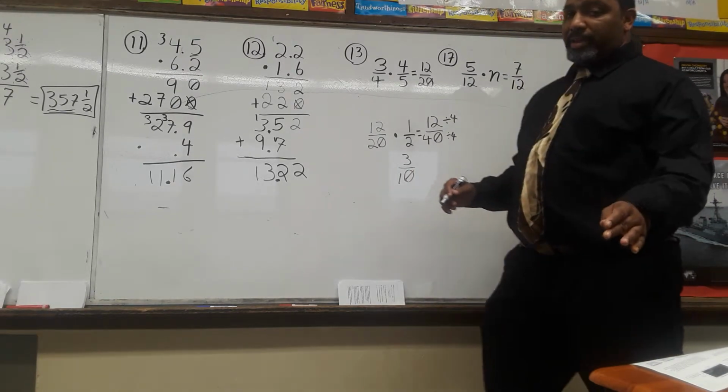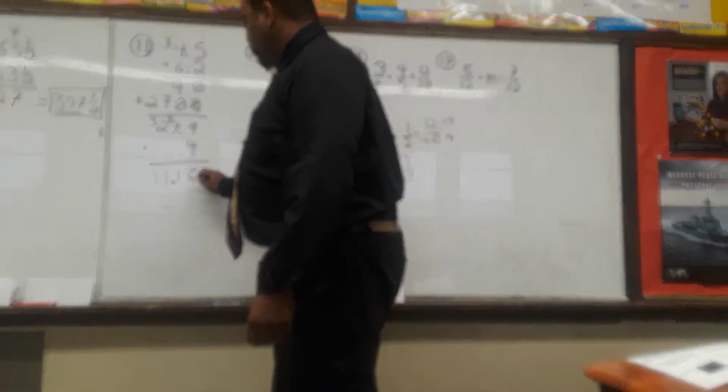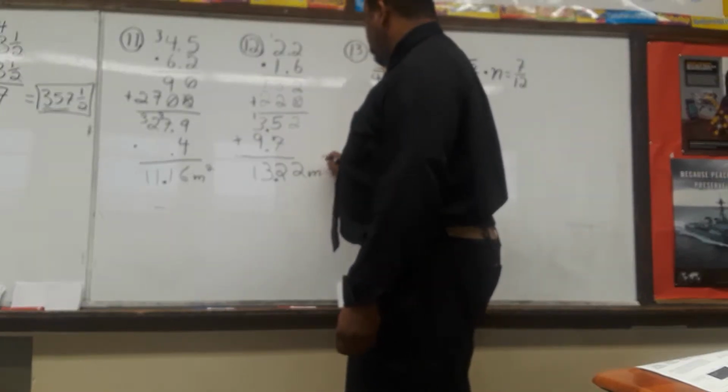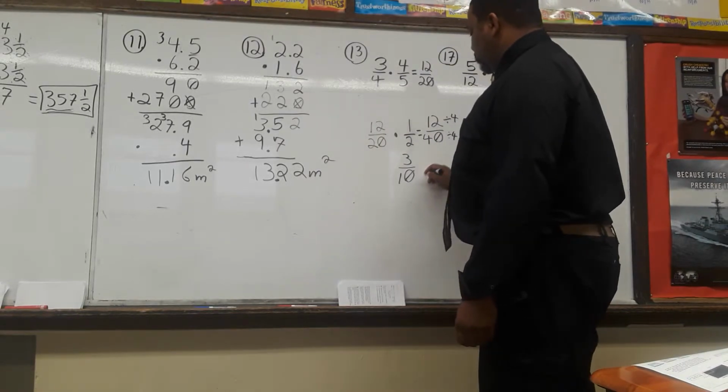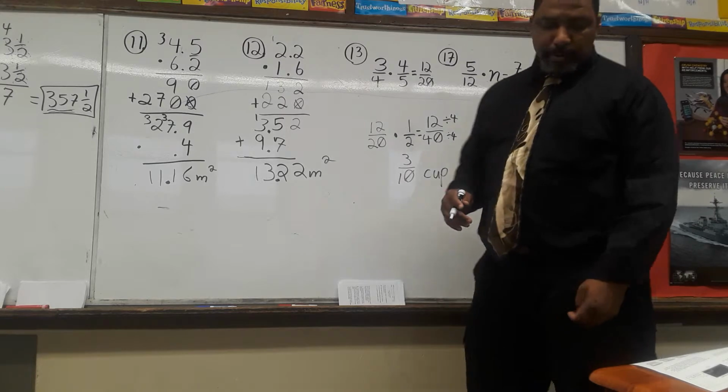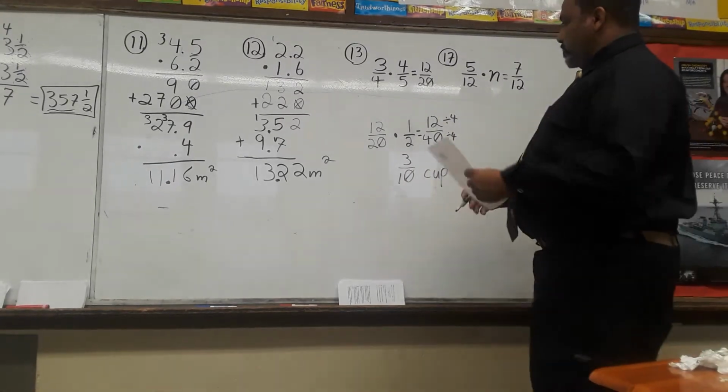Let's put some units back in here. I left out units. Right here, we've got square meters. Right here, we've also got square meters. Here, we've got 3/10 of a cup. All right? Remember, quantity and unit are both very important when we're answering mathematical questions.